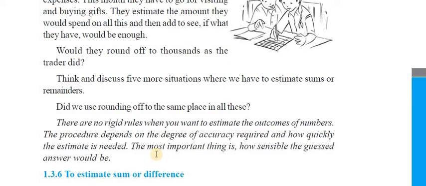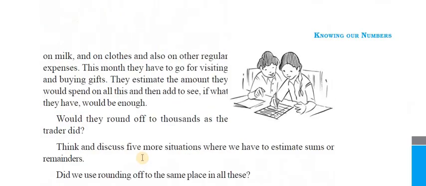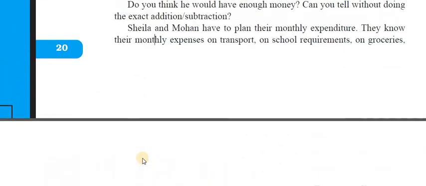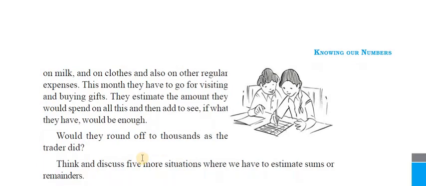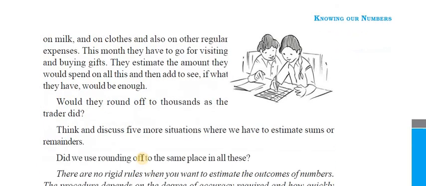See, what they are saying is, they are thinking about two persons and they want to buy. They know the expenses on all these, and what they have to do is decide whether they have to round off or do exact additions, because they want to buy gifts. So we need money for that. That is the reason they have to go for exact numbers, not the rough figures.